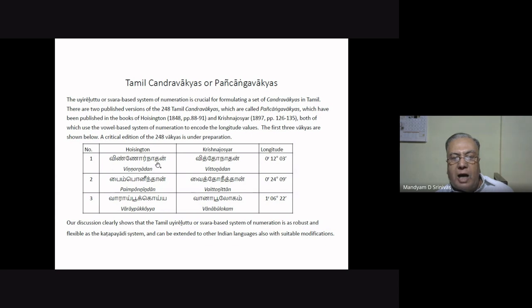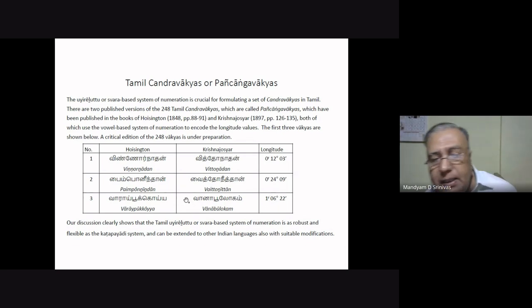So Vinnor Nathan: V is 3, O is 0, Na is 2, Ta is 1. So 12 degrees, 3 minutes. That is the version in Hoisington. Vitto Nathan. So again, V is 3, To is 0, Nathan is 12. So Pain Ponindan here, Veito Nitan here, Varai Pukoya here, Vana Vulokam here. So all the 3, both of them represent the same number.